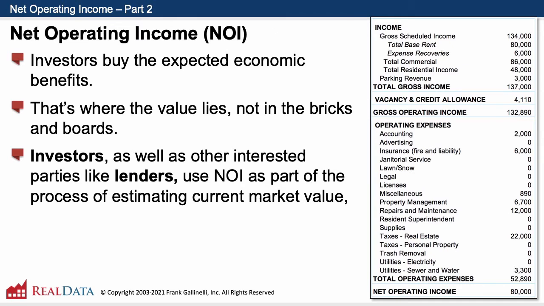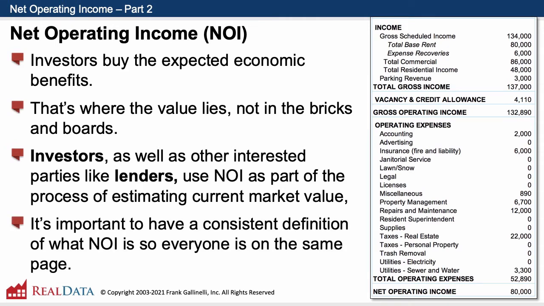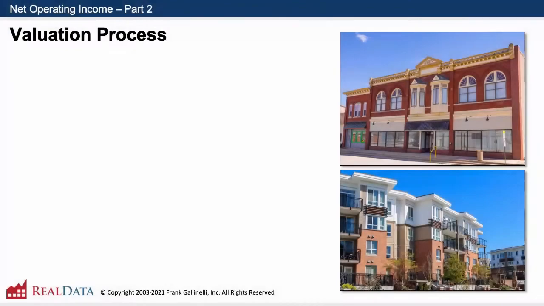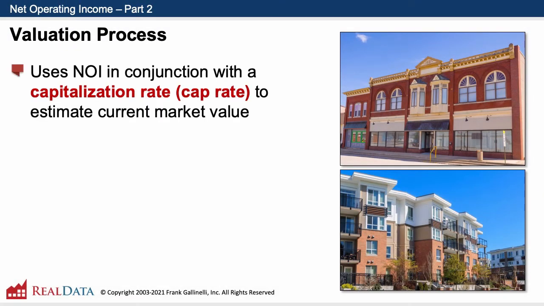And because investors, as well as other interested parties, like lenders for example, are using NOI as part of the decision process, the process of estimating current market value, it's important to have a consistent definition of what NOI is, so that everyone is on the same page. That's why we're nitpicking. That valuation process typically uses NOI in conjunction with a capitalization rate, or cap rate, to estimate current market value. Now, the subject of capitalization of net operating income is really a topic of its own, so I won't get into it here, other than to give you this in a nutshell.